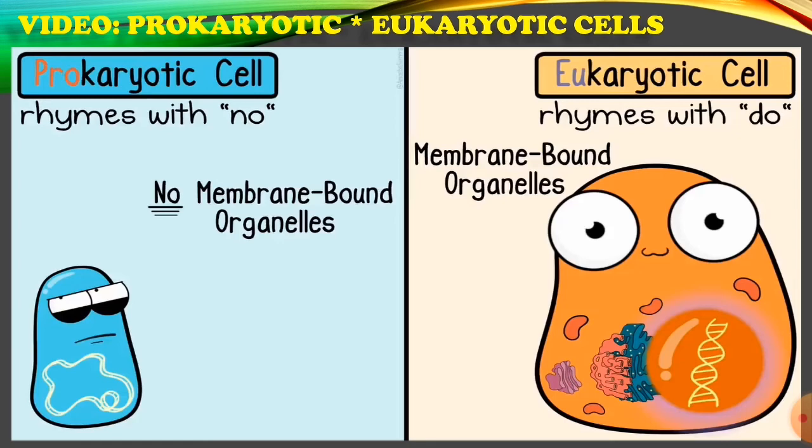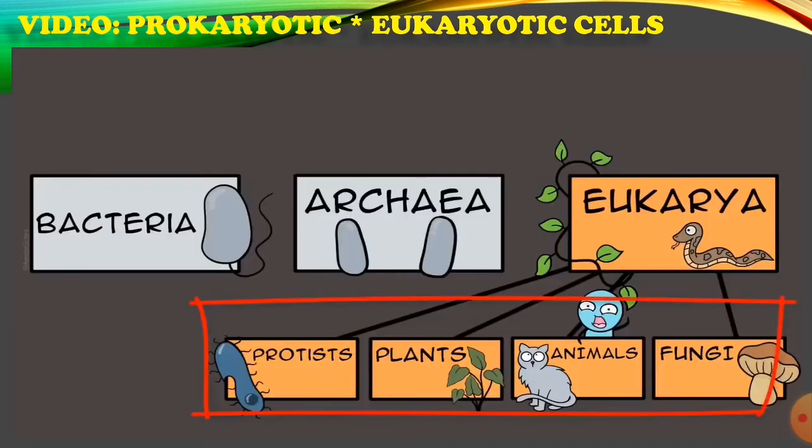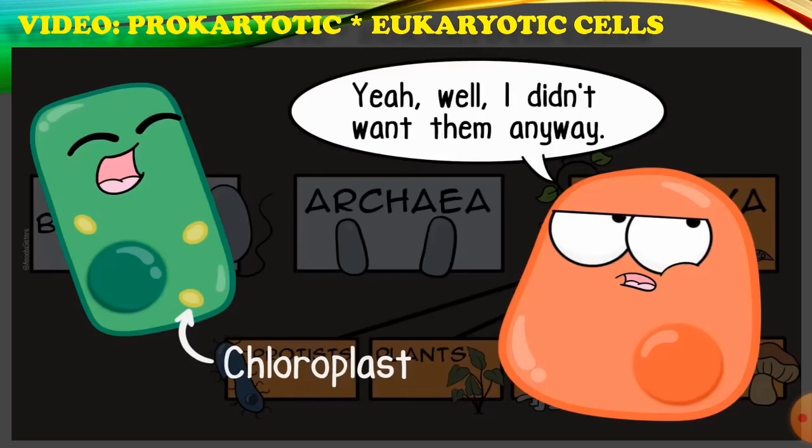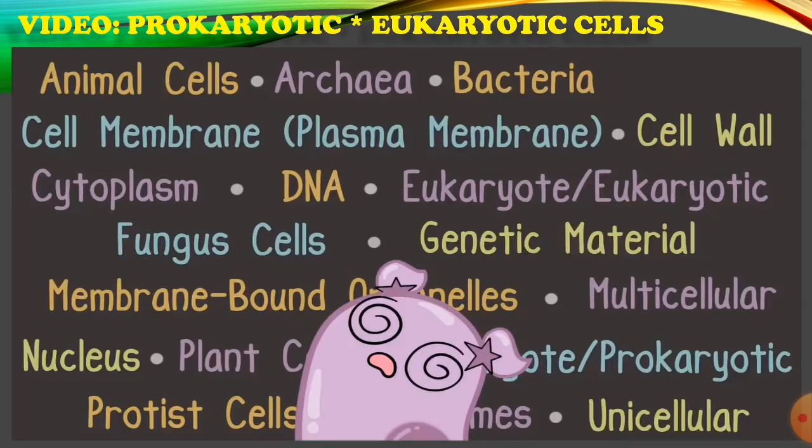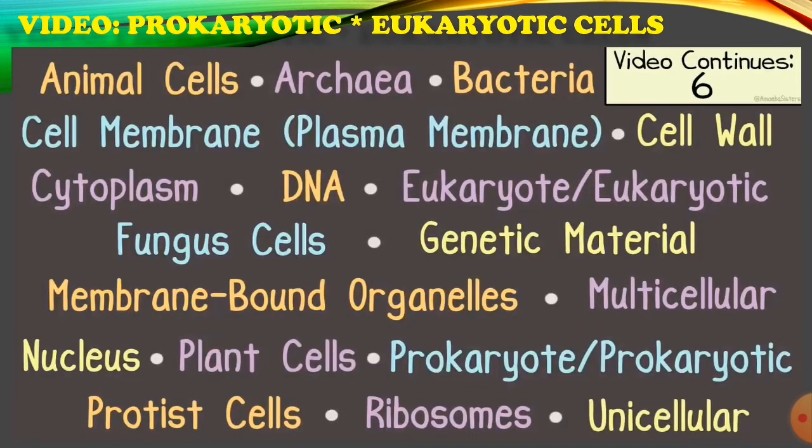Eukaryotic cells do have a nucleus to contain their DNA. Depending on what type of eukaryotic cell it is, it could have different types of membrane-bound organelles. For example, a plant cell is likely to have chloroplasts, while an animal cell would not. Wow, look at all this alphabetized vocabulary. Vocabulary words you can use to compare and contrast prokaryotic cells with eukaryotic cells.